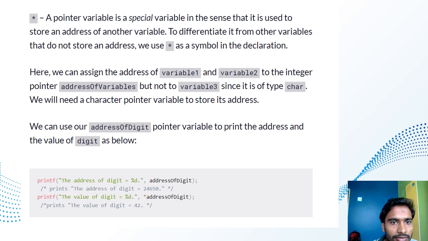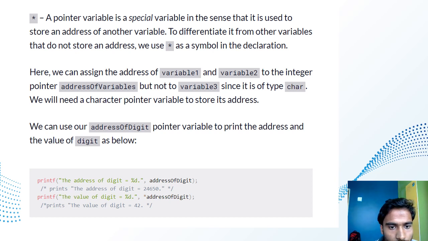Star: a pointer variable is a special variable in the sense that it is used to store an address of another variable. To differentiate it from other variables that do not store an address, we use star as a symbol in the declaration. Here we can assign the address of variable1 and variable2 to the integer pointer address_of_variables, but not to variable3 since it is of type char. We will need a character pointer variable to store its address.